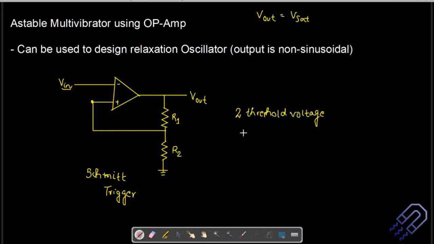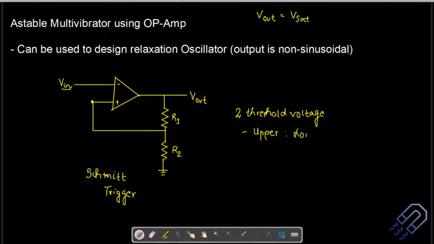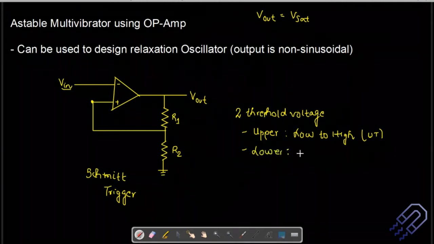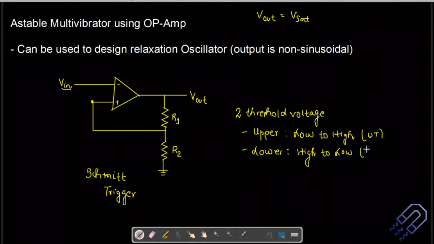This threshold voltage has two parts. One is the upper threshold voltage, where we have triggering from low to high. Let me say this is upper triggering, so we write it down as VT. Then you can have lower triggering, which takes place the other way, from high to low, and I'll denote it as L. So this is a Schmitt trigger.